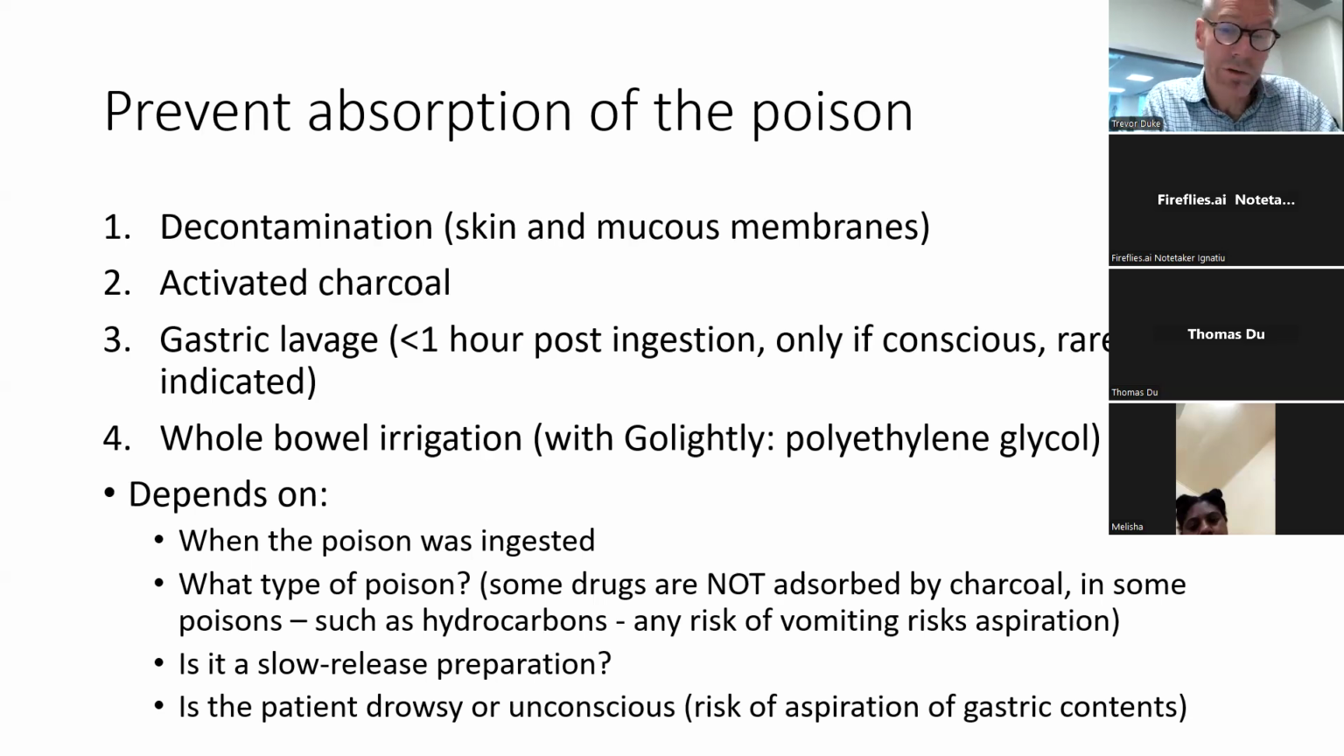Also, gastric lavage can be very dangerous if a child is poorly conscious or if they've taken a poison that's likely to make them unconscious. So these days, gastric lavage is rarely indicated. It's largely only indicated if a child has taken a poison very recently and if their airway is protected. But activated charcoal can be a better product depending on the circumstances. We'll talk about the circumstances under which you would give activated charcoal and the circumstances under which it could be dangerous. And then the third way you can prevent absorption of a poison is whole bowel irrigation.